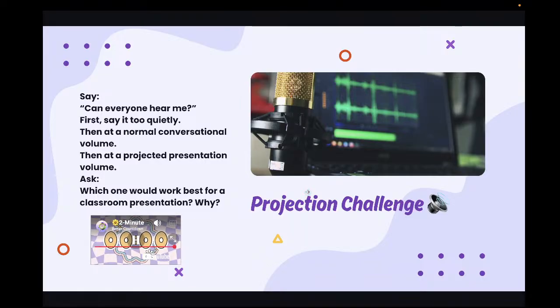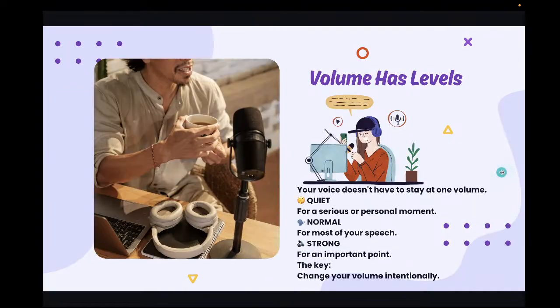Okay, guys, I hope that you said projected presentation volume because that one is, to be honest, the best one. Everyone at the back can hear you, the front obviously can hear you, and it just radiates the room way better, and everyone could get what you're trying to say and be engaged, which is the best part. Let's keep moving on because you guys got that.